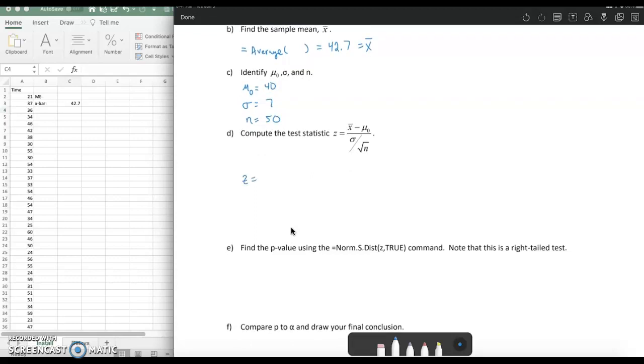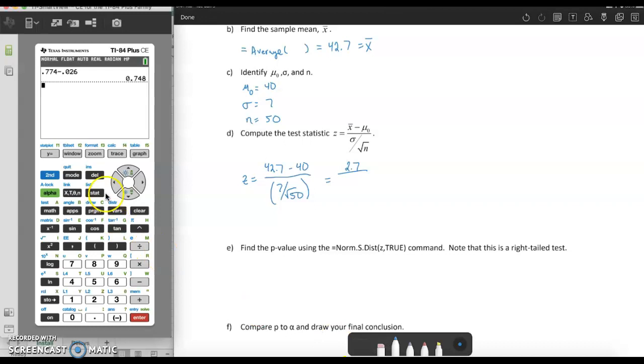So z is calculated by doing x bar, so 42.7 minus mu sub 0, which is 40, over the quantity of sigma over square root of n, so 7 over square root of 50. So the top is easy to calculate, that's just 2.7 over. Now what you want to be very careful about when you're doing this in your calculator is that you insert parentheses around here. If you divide without putting in parentheses, you will only divide by the 7, and then you will actually end up multiplying by the square root of 50, which is not what you want to do. You want to divide by all of that.